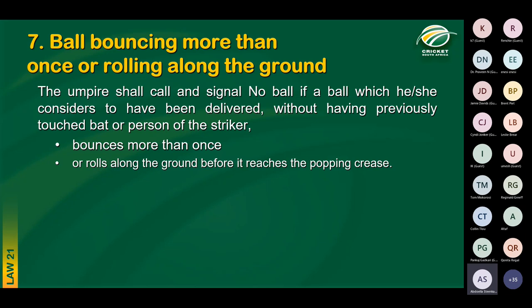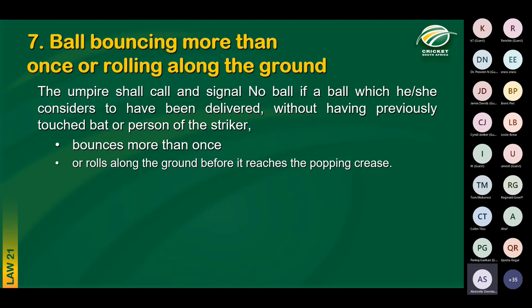So the law tells us, if the ball has been delivered and the ball either bounces more than once or starts to roll along the ground before reaching the popping crease. So the important part here is it needs to bounce more than once before the popping crease, or it starts rolling along the ground before the popping crease. If that is the case, either umpire is to call and signal no ball.